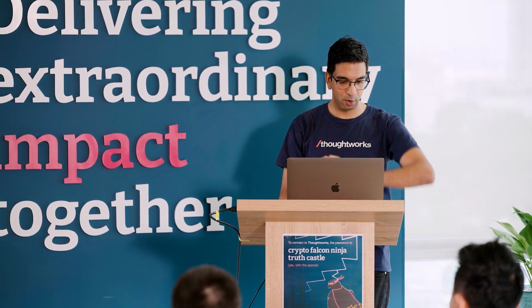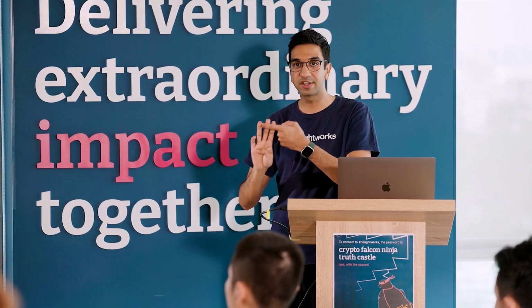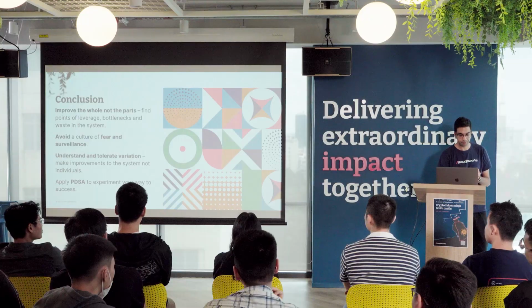And just slightly over time, the conclusion. So 4 points, lining up to the 4 aspects of Deming's system. Improve the whole system, not just the parts. Your system should avoid fear and surveillance, but be focused on waste elimination. You need to understand and tolerate variation, and then you need to experiment your way to success.